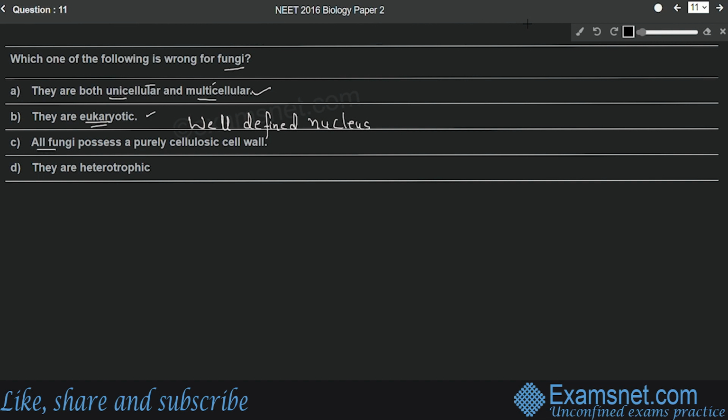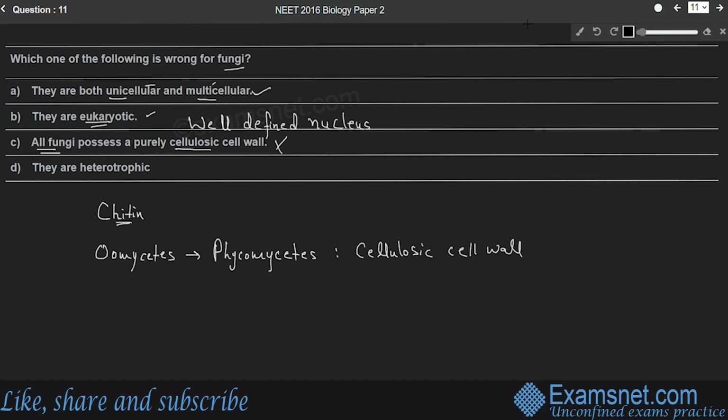statement says all fungi possess a purely cellulosic cell wall. This is not true. Some fungi possess a cellulosic cell wall, but not all. Generally, the cell wall of fungi is composed of chitin, not cellulose. But there are some exceptions. For example, oomycetes, which belong to phycomycetes. These have a cellulosic cell wall. But that doesn't mean that all fungi possess a cellulosic cell wall. So this is not correct.